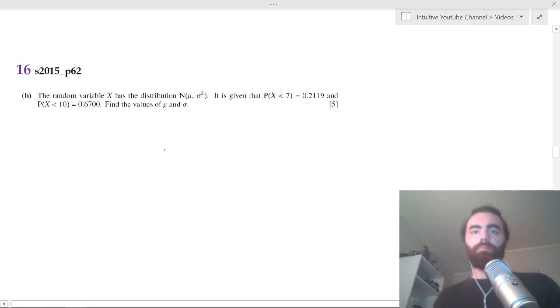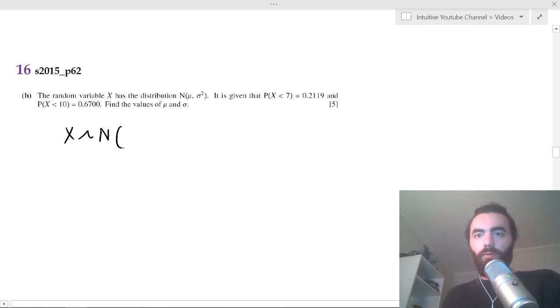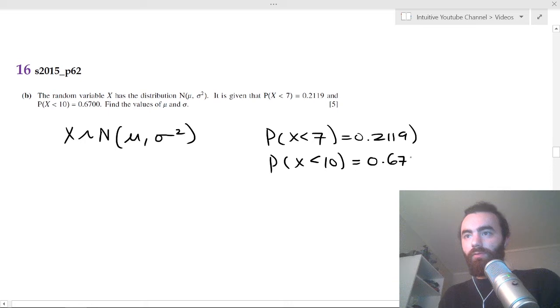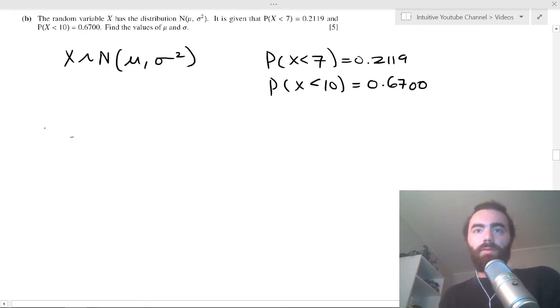Let's keep going and do another one. So again, we're given a random variable with an unknown mean and standard deviation, and it is given that the probability that X is less than 7 has the value 0.2119, and the probability that X is less than 10 has the value 0.6700. So again, what we always do is draw out the situation, and we have to find the mean and standard deviation. Well, let's draw these out.